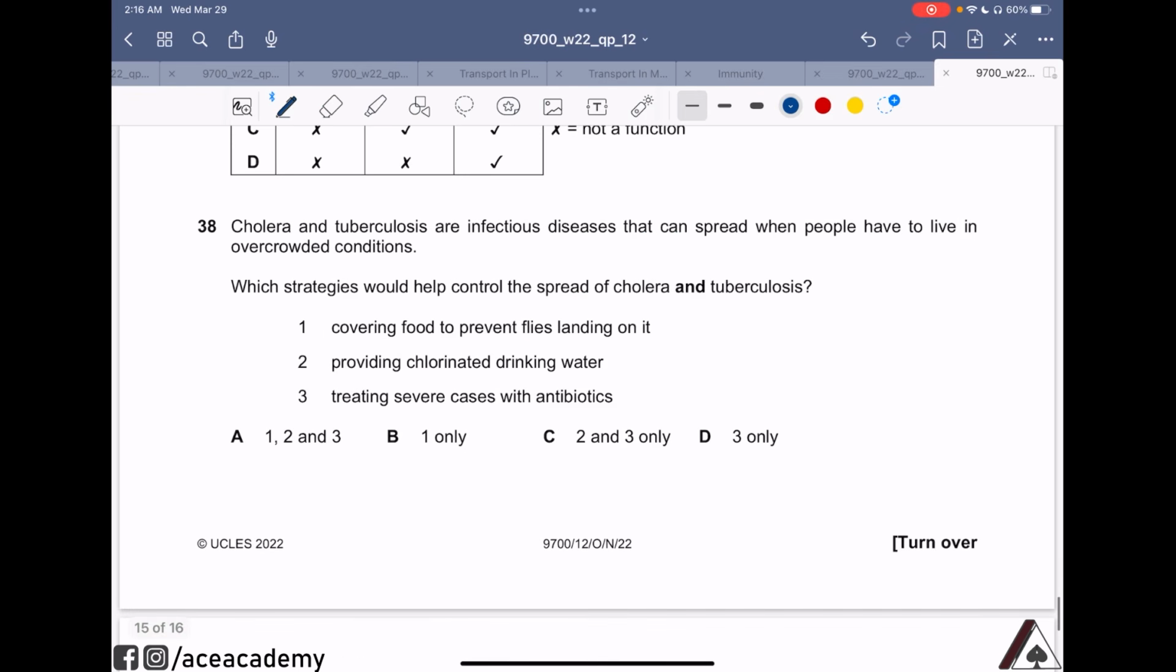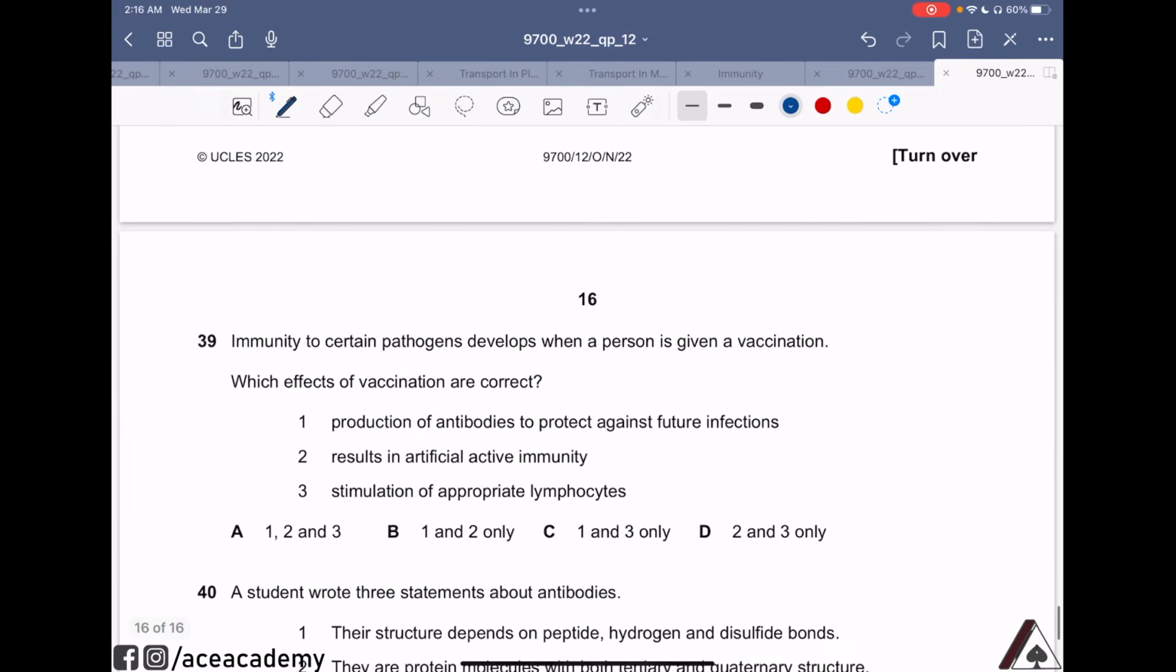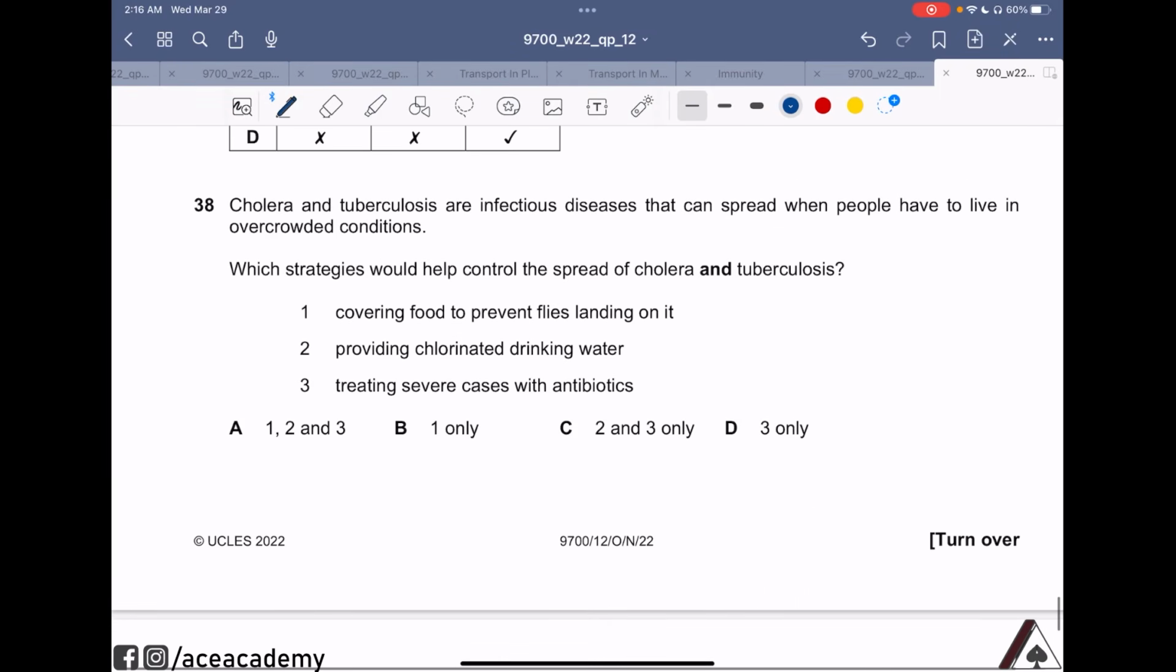Number 38. Cholera and tuberculosis are infectious diseases that can spread when people have to live in overcrowded conditions. What strategies would help control the spread of cholera and TB? Covering water to prevent flies landing on it. This is just for cholera, not cholera and TB. Providing chlorinated drinking water. This is just for cholera again. This can help prevent the transmission of cholera.